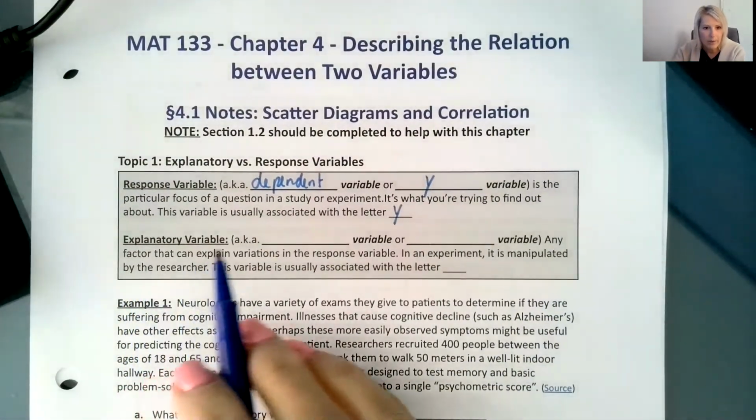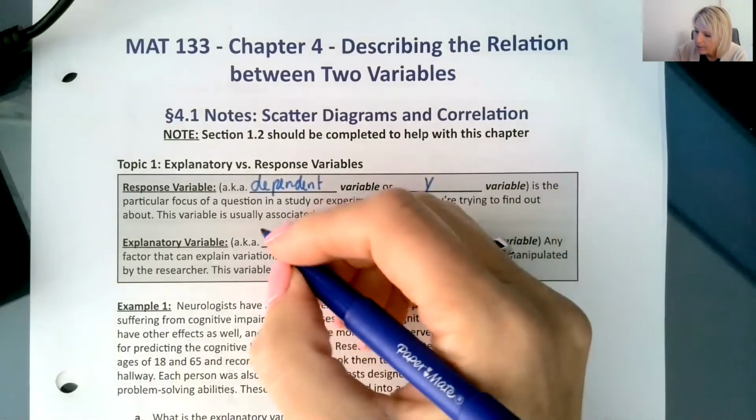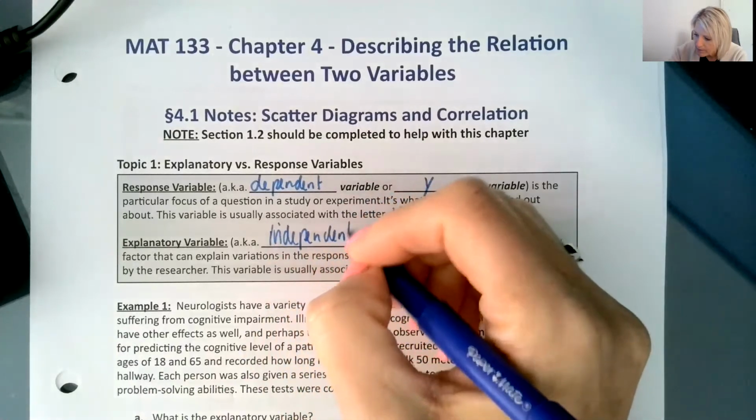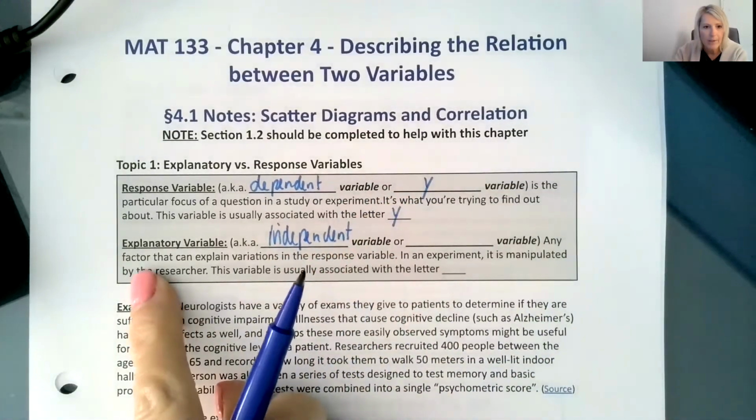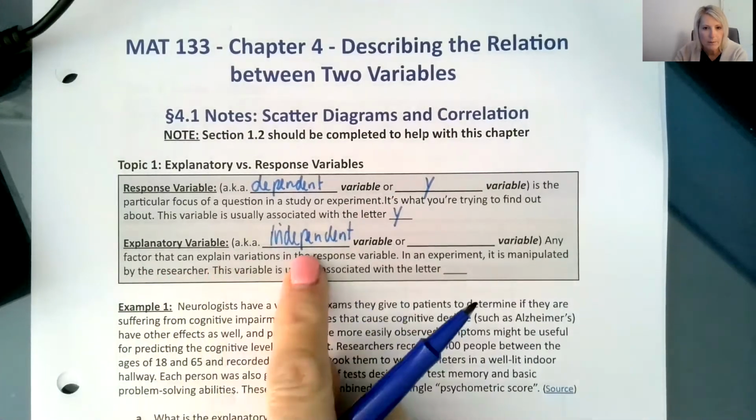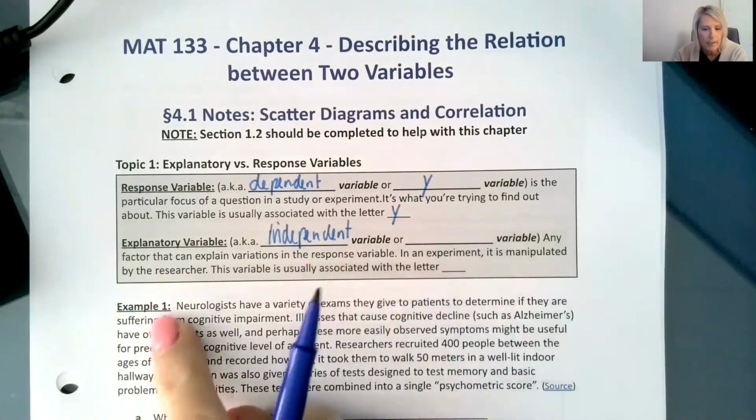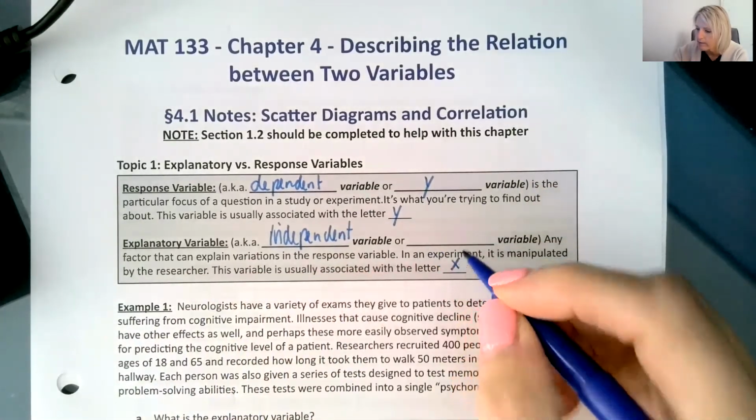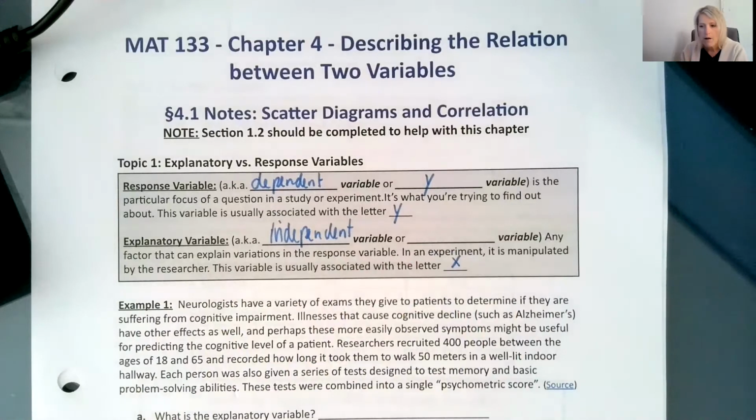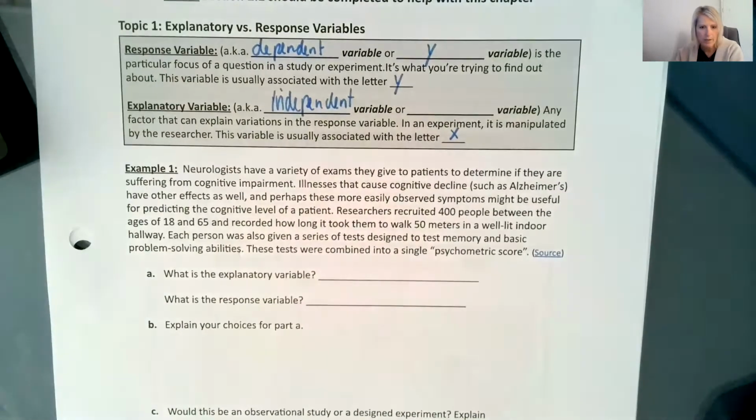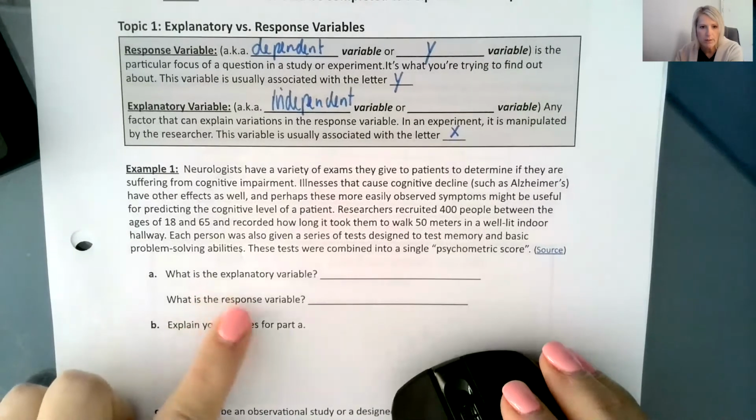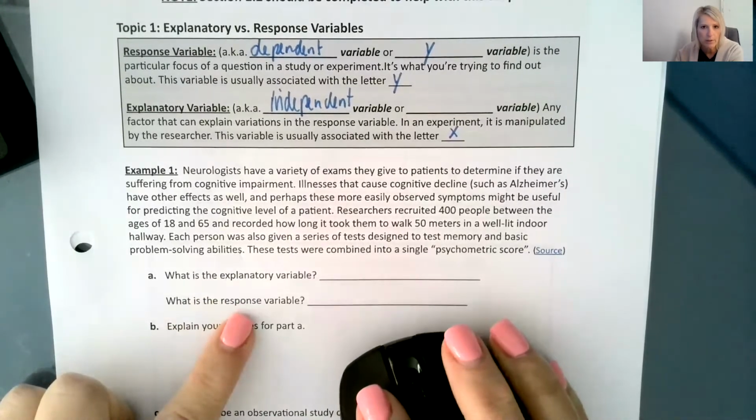And the explanatory variable, aka the independent variable, is any factor that can explain variations in the response variable. In an experiment, it is manipulated by the researcher. This variable is usually associated with the letter X. So please read through example 1 here. And in a moment, we're going to describe what we think the explanatory variable is and the response variable.